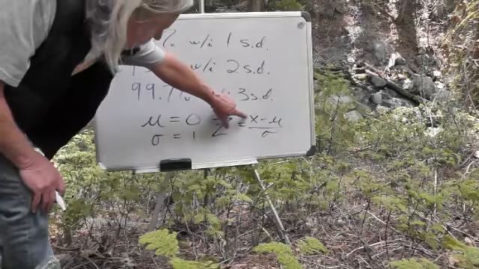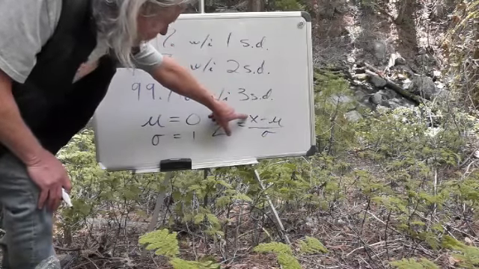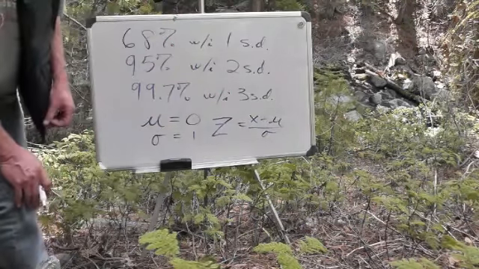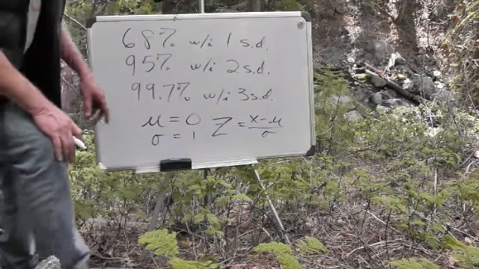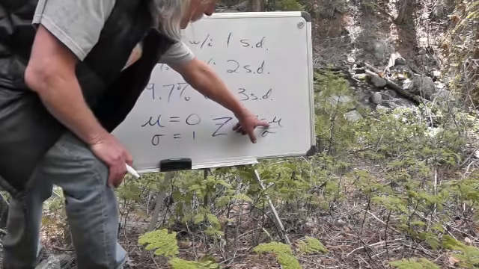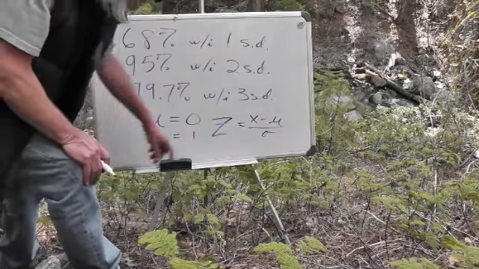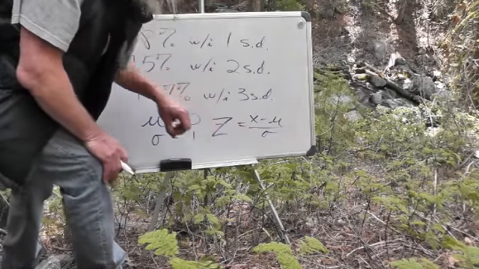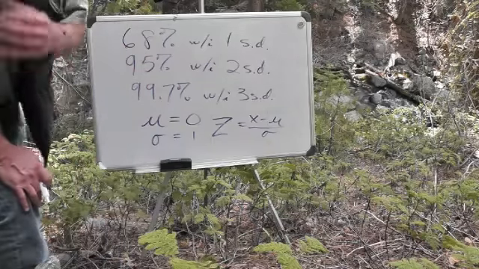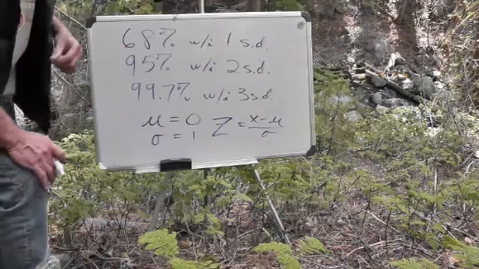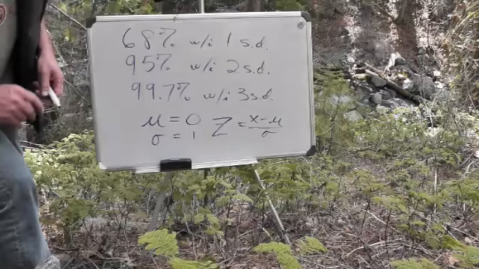So x is our data values. In this case, x is going to be the lengths of mature rainbow trout. Mu is the population mean, which we're assuming again is 25 inches. Sigma, the population standard deviation, we're going to use 2.7 inches for our video today.